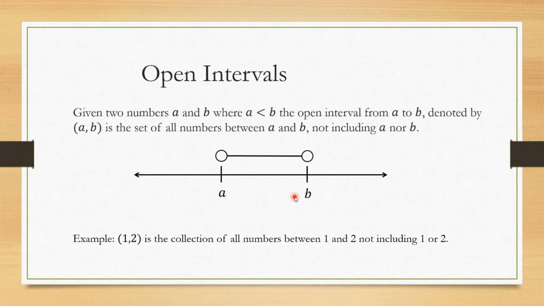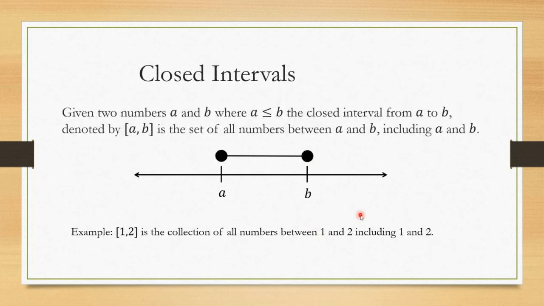So as an example of that, 1, 2 here, this is the collection of all numbers between 1 and 2, but you don't include 1 and you don't include 2. So for instance, 1.5 would be in here. 1.9, 1.7. 1 and 2 are not included here. That's what we're saying here. Okay? All right. So again, open intervals, right? We have these open brackets here, open circles.